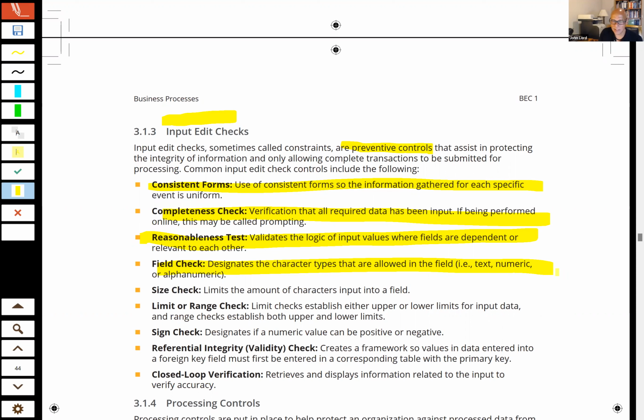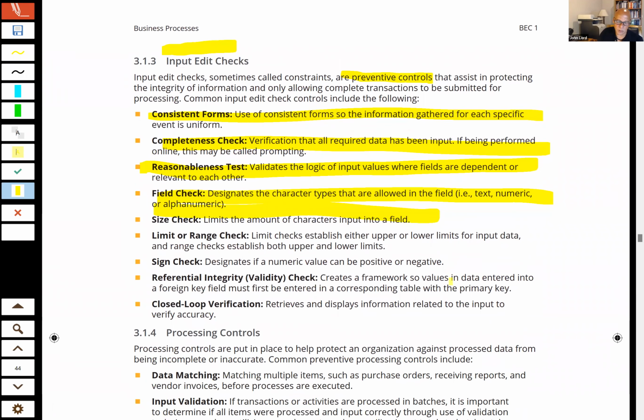And these days, any general ledger software will not allow you to put in a journal entry where the debits don't equal the credits. Size amounts, we're dealing with payroll. That's a big deal, right? You shouldn't have somebody being able to issue themselves a $1 million paycheck. Okay. Limit or establish either upper or lower limits for the input data.